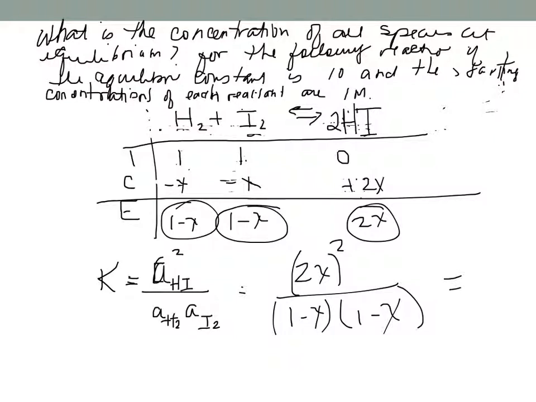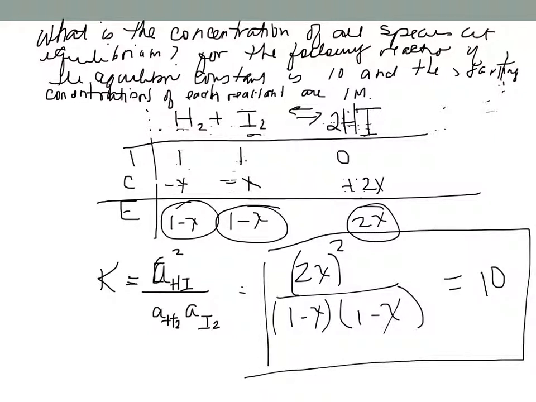And so we know that the value for the equilibrium constant is 10. And so now what we would do is we would just go in and solve for our value of x and come back and plug it in here to solve for our equilibrium concentrations.